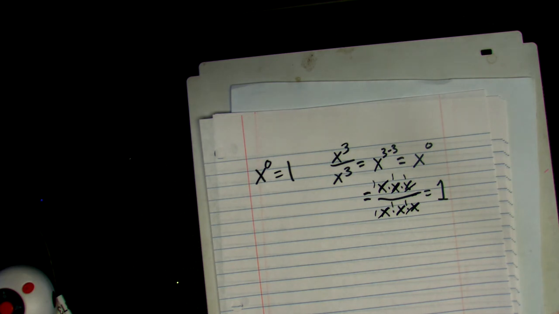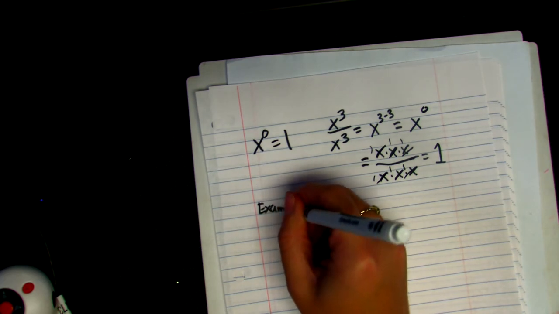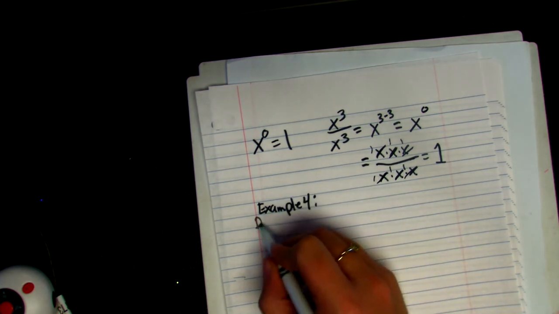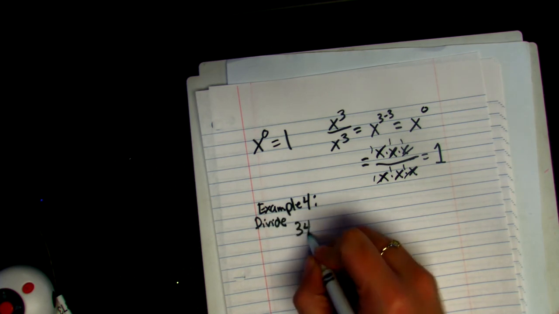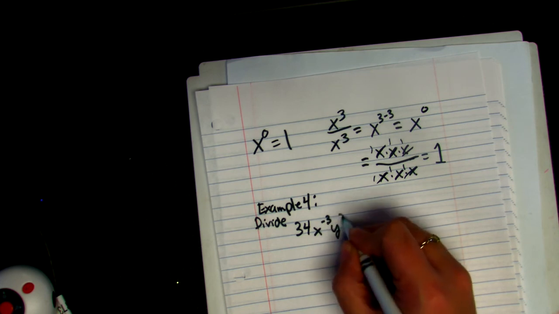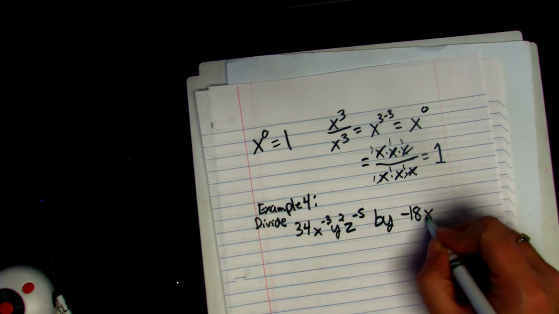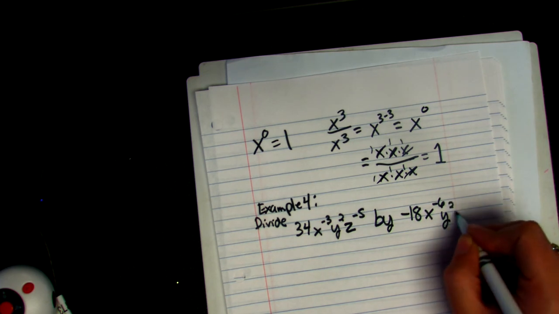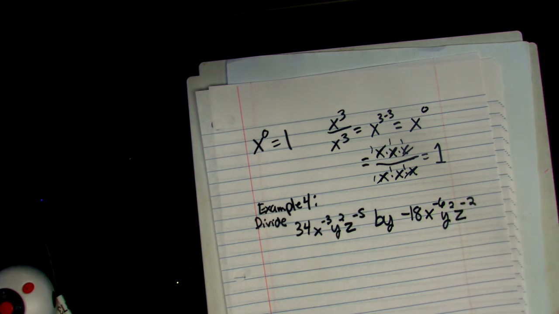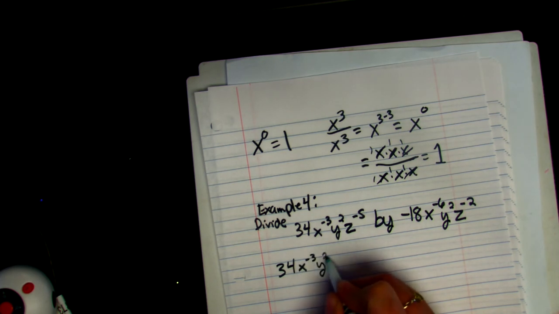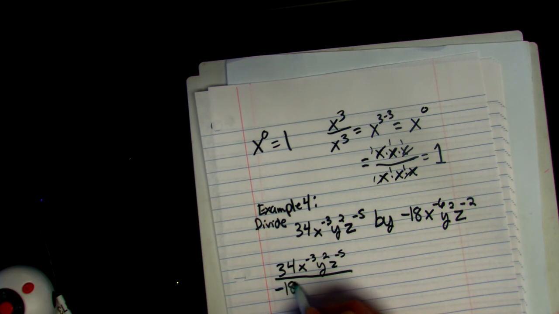All right, so let's do example 4 now. So this one is a little bit long. It says divide 34x to the negative 3, y squared, z to the negative 5th by negative 18, x to the negative 6, y to the 2nd, and then z to the negative 2. So first thing we can do is let's go ahead and rewrite this as a quotient, as a fraction. Okay, so we have 34, x to the negative 3, y to the 2nd, z to the negative 5th, over negative 18, x to the negative 6, y to the 2nd, z to the negative 2.